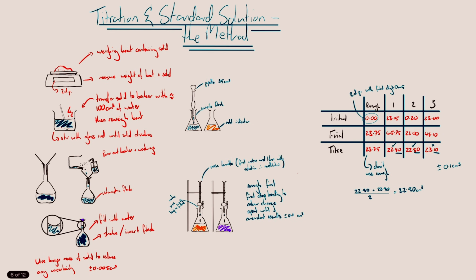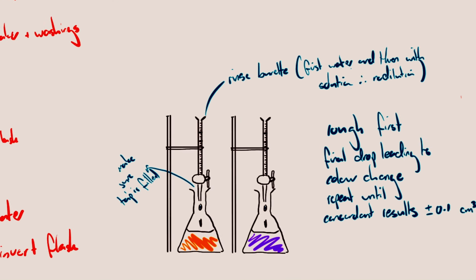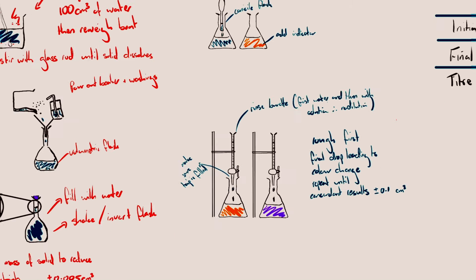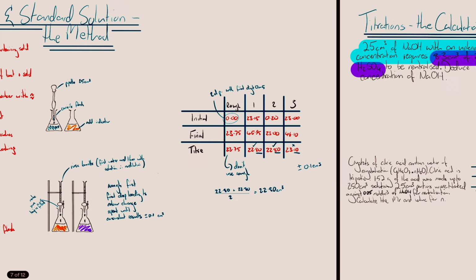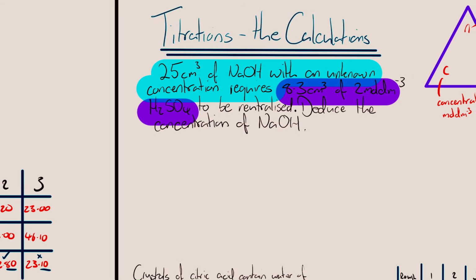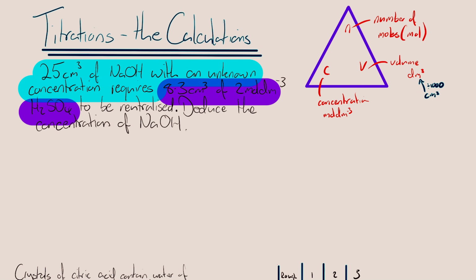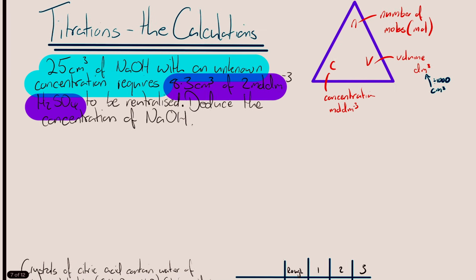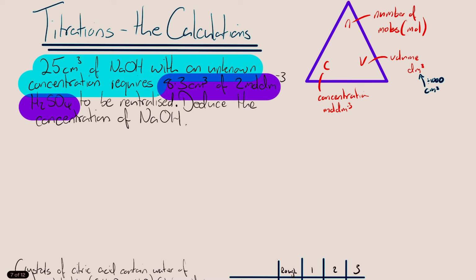So again, if we're looking at our thing from last time, we're waiting until we get the final drop, we're doing our recordings, we're working out what our volume is. So we essentially have to use this equation to work out what our unknown concentration is. And again, I really like to present my information within a table. So we've got C, N, and V. We also need our H2SO4 and our NaOH.